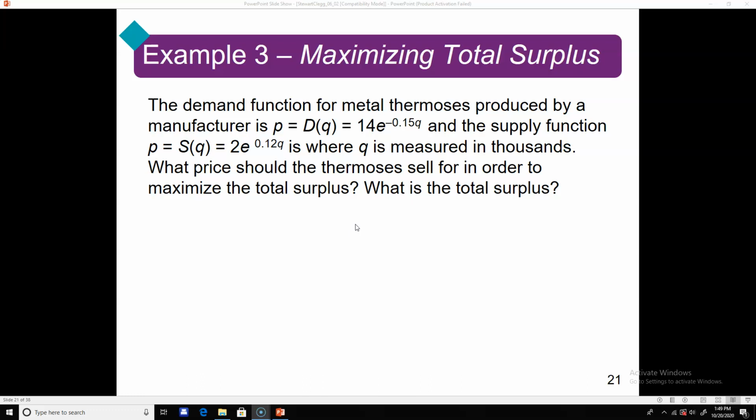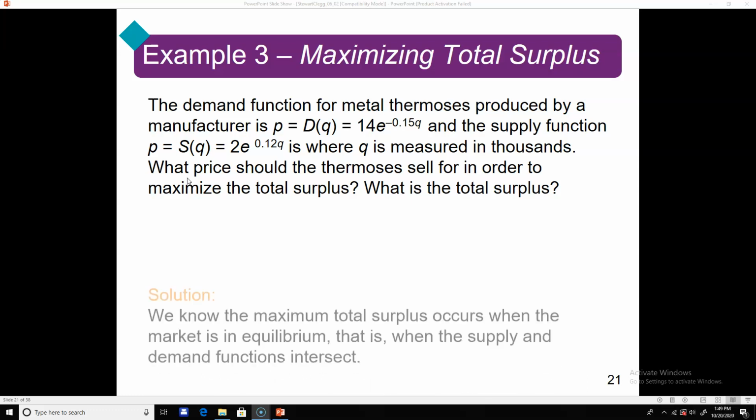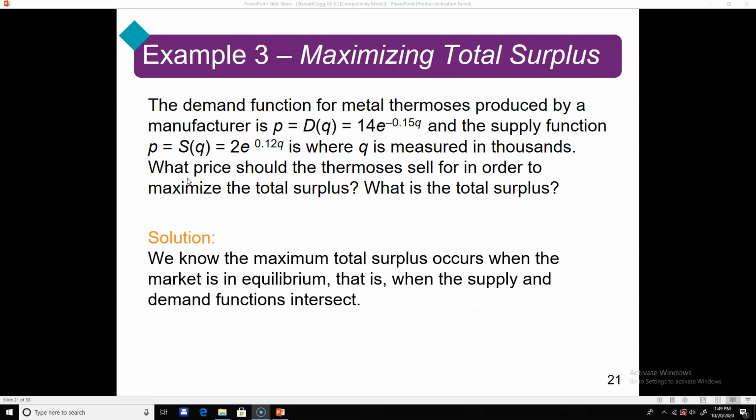So what is the total surplus? Actually, profit is maximized when marginal cost equals marginal revenue. That's something we learned last semester in Calc 1. But the surplus is going to be maximized at the point where the demand is equal to the supply. So maybe I said that wrong the first time, but hopefully I've cleared that up now. Okay, so the first step, we need to find where they intersect.